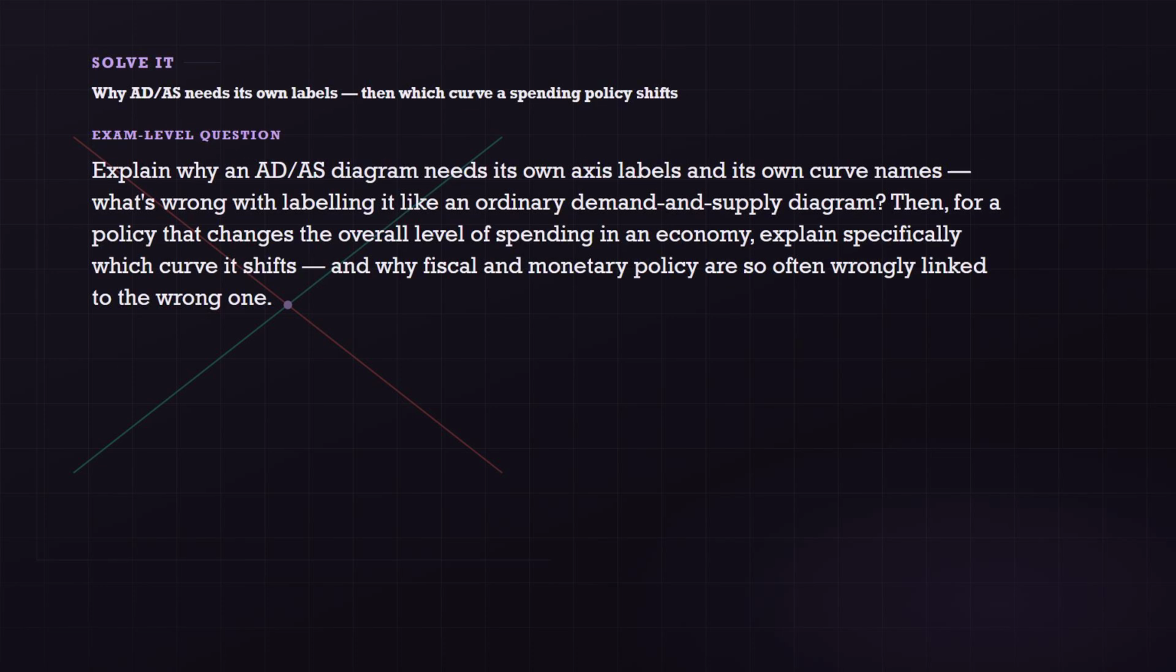Here is your exam-level question. Explain why an AD-AS diagram needs its own axis labels and its own curve names. What's wrong with labeling it like an ordinary demand and supply diagram? Then, for a policy that changes the overall level of spending in an economy, explain specifically which curve it shifts and why fiscal and monetary policy are so often wrongly linked to the wrong one.